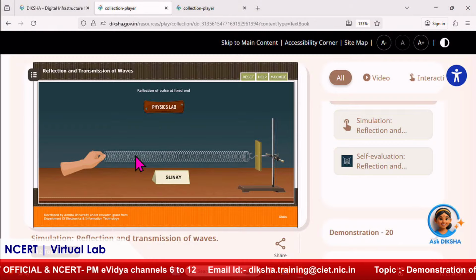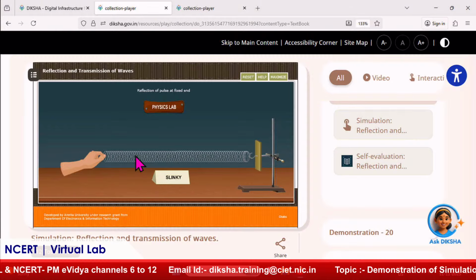For example, I will give you the example of an echo. An echo is a reflection of sound waves. How is an echo heard when we shout or speak in a very large open room? The sound waves hit the walls and are reflected back. Here the end is very rigid, so in this case the wave is reflected back with a phase change of 180 degrees.